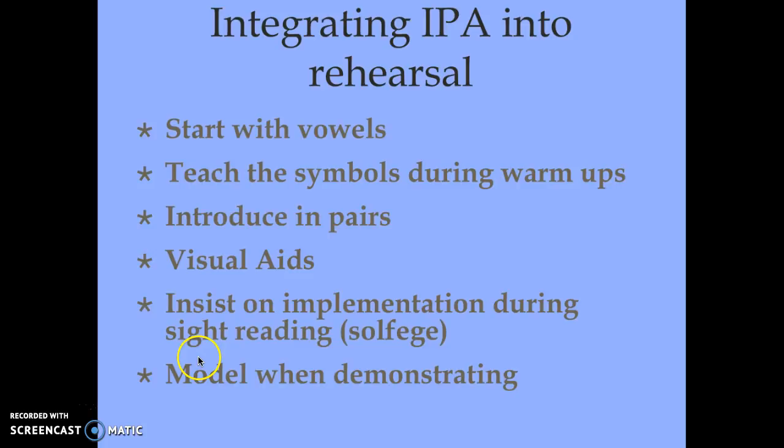How to integrate IPA into the rehearsal? I would suggest we start with the vowels first, and you can teach these during the warm-ups, so use the symbols during the warm-ups. Introduce them in pairs. I like to introduce the open and closed vowel at the same time. So, for example, the I vowel and the E vowel, introduce them at the same time. Visual aids are incredibly helpful. Patty DeWitt has a set of giant flashcards, classroom-sized flashcards, somewhat like the Solfege and Kerwin flashcards that are out there, that are fabulous to just put up in the front of your room.